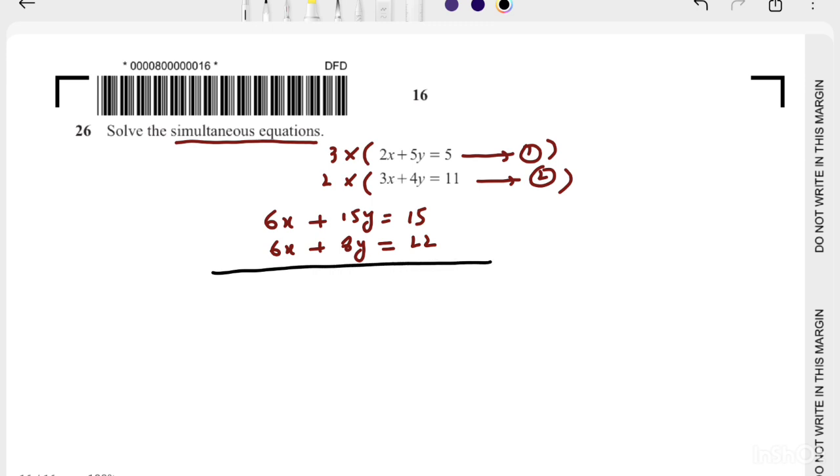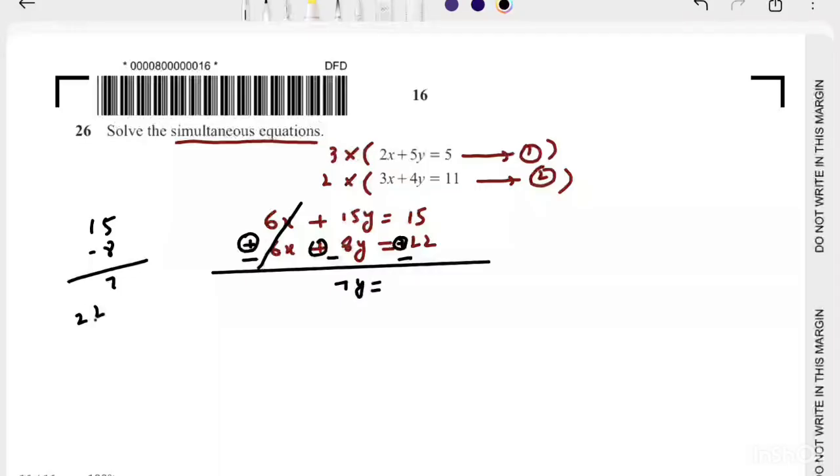Now we have to make their signs opposite, so we subtract, and the 6x terms cancel. So 15 minus 8 becomes 7, so 7y is equal to 22 minus 15... and this becomes minus 7. So the value of y is equal to minus 7 divided by 7, and the answer is minus 1.